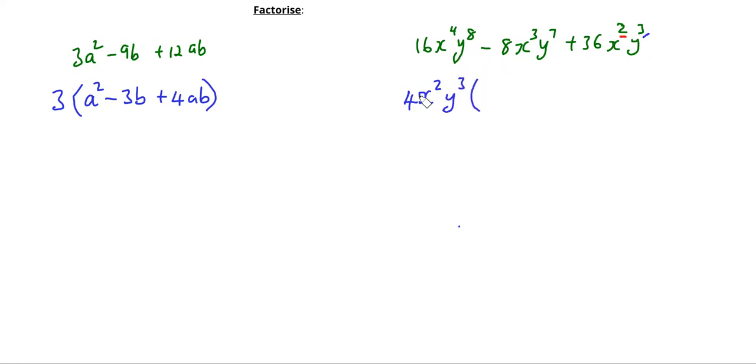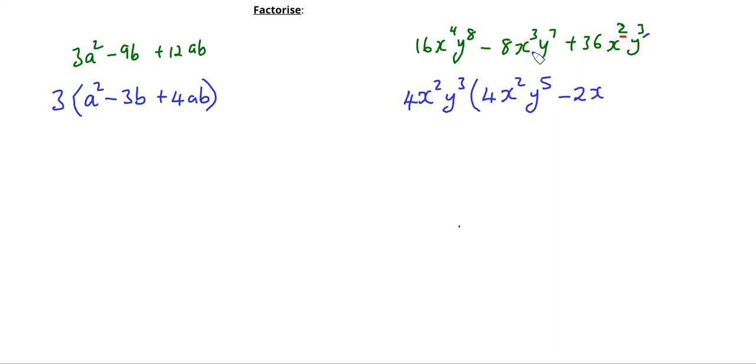Then we open our bracket. 4 into 16 is going to give us 4. Then we go letter by letter, separately. So x to the power 2 into x to the power 4 is going to be 4 minus 2, which gives us x to the power of 2. Then 8 minus 3 gives us y to the power of 5. Then 4 into 8 is going to give us 2.